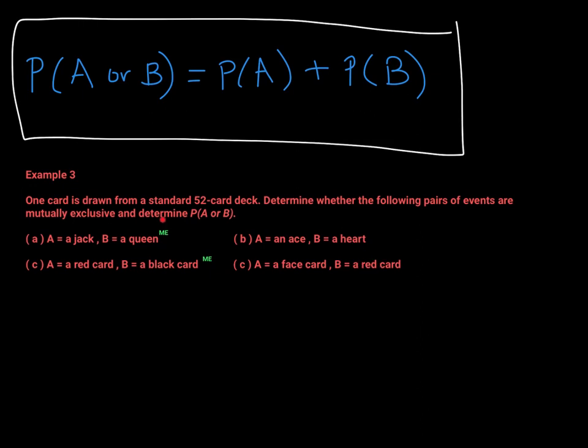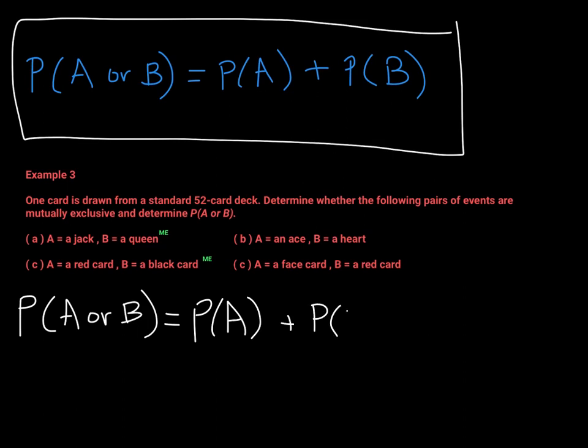We want to determine the probability of A or B. All right, so let's talk about the first pair. The probability of A or B. I'm looking at the first example, a jack and a queen. Because they are mutually exclusive, this is our formula up here. So it is equal to the probability of A plus the probability of B.